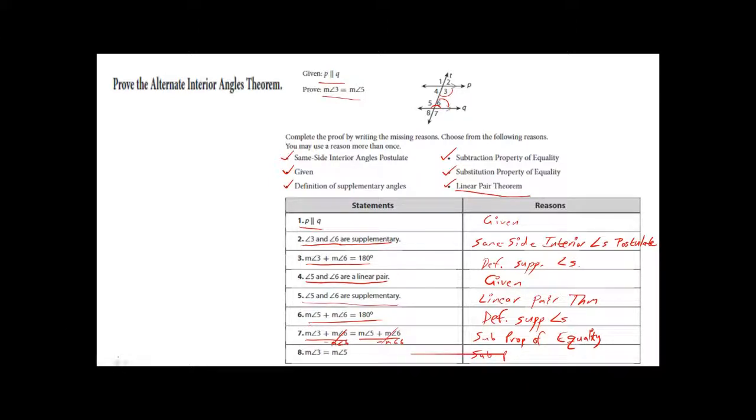Oops. Thank you, pen, for doing whatever you just did there. There we go. So subtraction property of equality, okay? Or you could also write minus symbol prop. I would understand what that means. All right, so that's the proof for alternate interior angles.